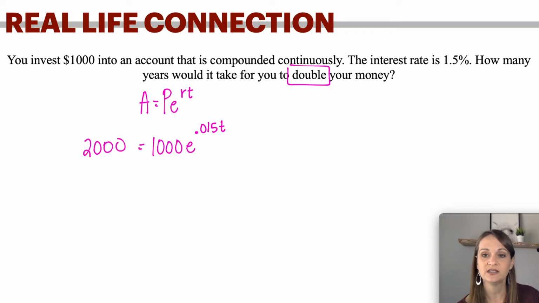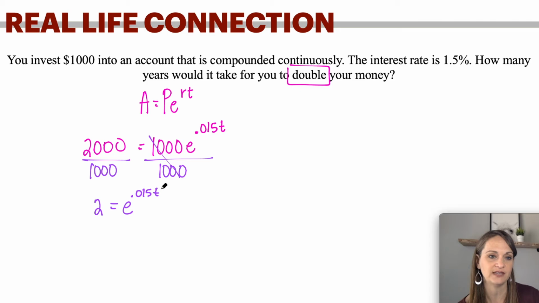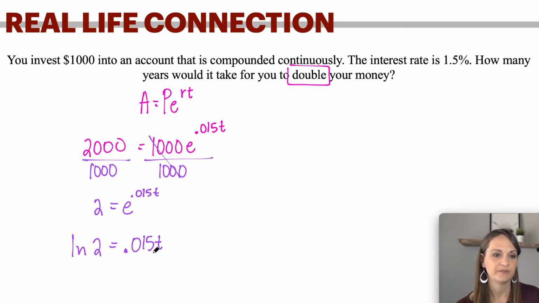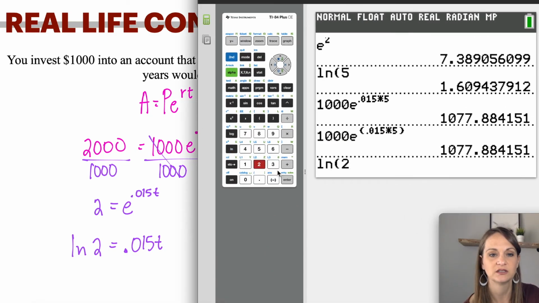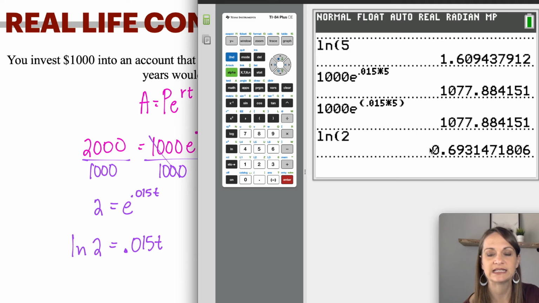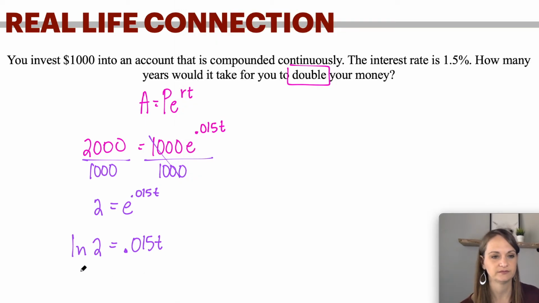So the first thing we need to do is divide by 1,000. So we will get 2 equals e to the 0.015t. Now, how do we get rid of an e? By taking the natural log of the other side. So the natural log of 2, according to the calculator, is going to be 0.693 equals 0.015t.